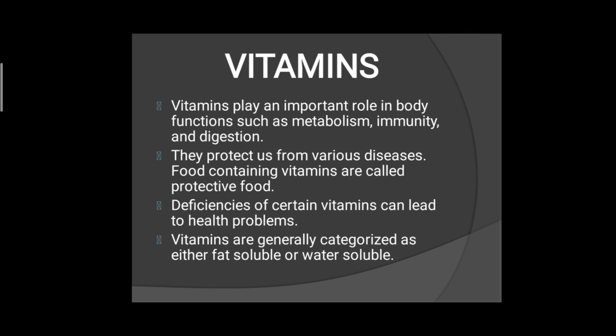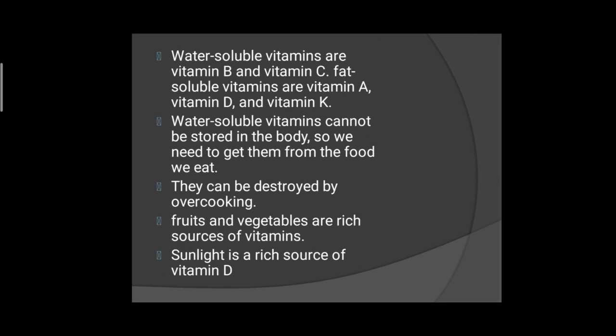So the foods which contain vitamins are called protective food because they help to gain immunity. Deficiency means the vitamin is low in our body, and that can lead to some health problems. Vitamins are generally classified into two types: water soluble and fat soluble.